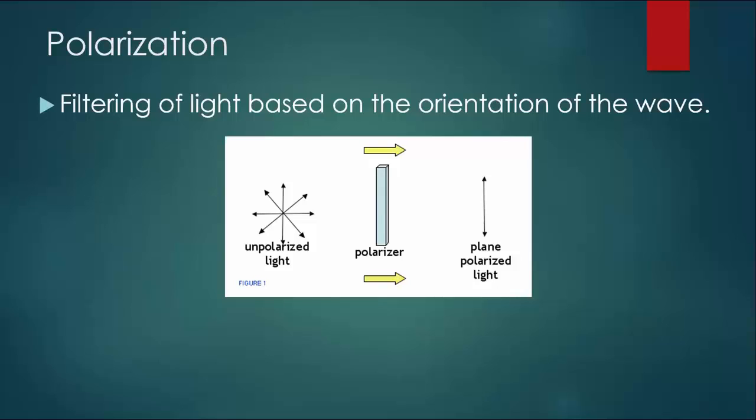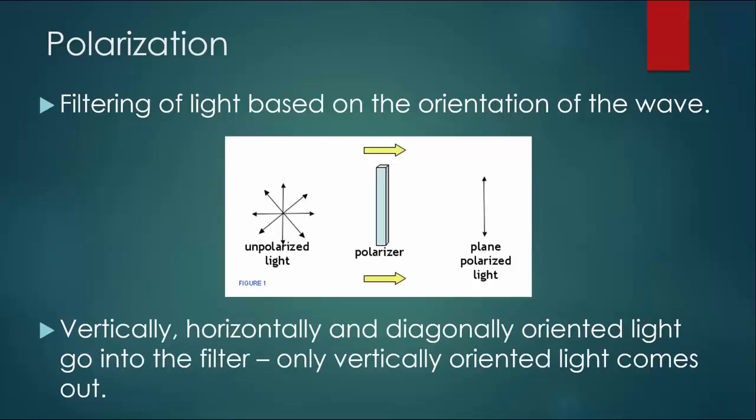You can use a polarizer to eliminate all but one of those orientations, and this diagram shows that. We have vertically, horizontally, and diagonally oriented light going into the filter, and only vertically oriented light coming out. You may have polarized sunglasses that reduce glare. This is how they work. You may have been to a 3D movie. This is how 3D glasses work.